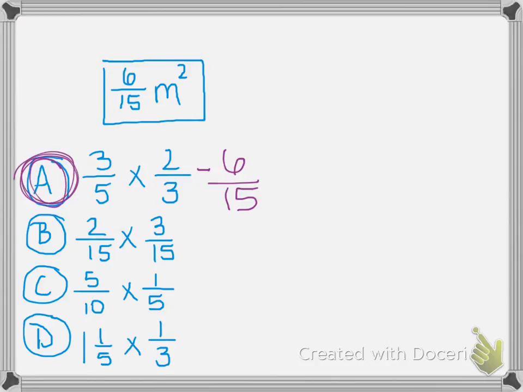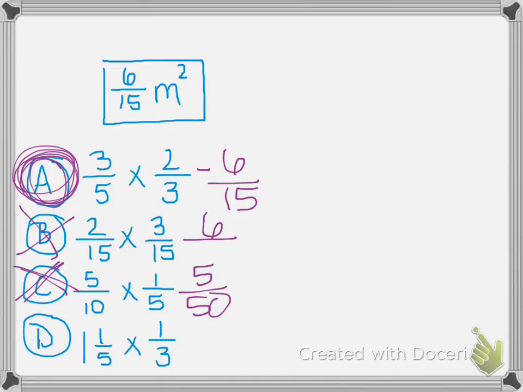A would work. For the next one, 2 times 3 is 6. 15 times 15 is not 15. So we know B is not true. For the C, 5 times 1 is 5. 10 times 5 is 50. That does not work. And for the last one, we have 1 and 1/5 times 1/3.